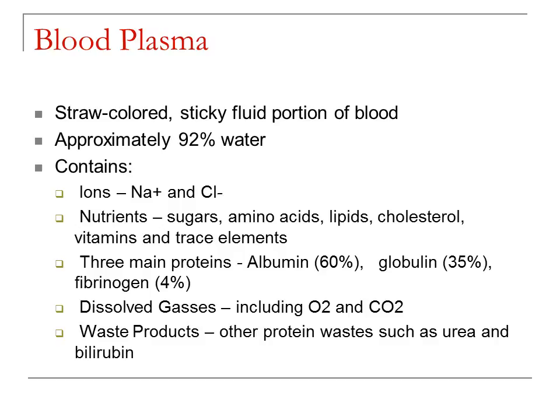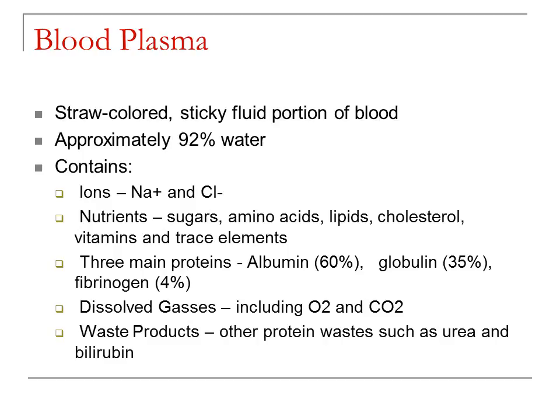Blood plasma. They make up 55% of the blood and is a straw colored sticky fluid portion of the blood or the extracellular substance of the blood. The components are water 90%, and solid components are 10%. We have the ions, which are sodium ion, chloride ion.